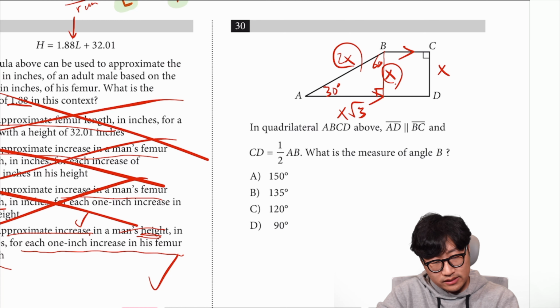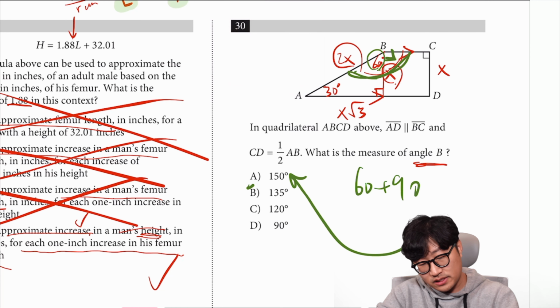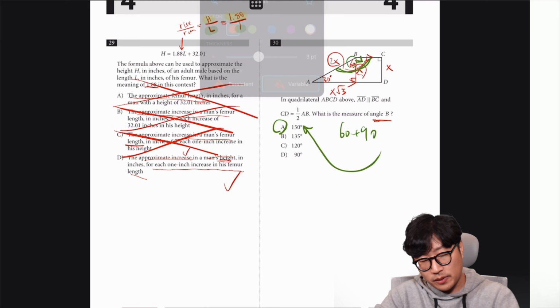Over here is 60 degrees. We want the angle B, which is this whole thing. But you know this is 60. You know that's a right angle. So 60 and 90 together, that's going to be 150. Moving on, free response. Here we go.